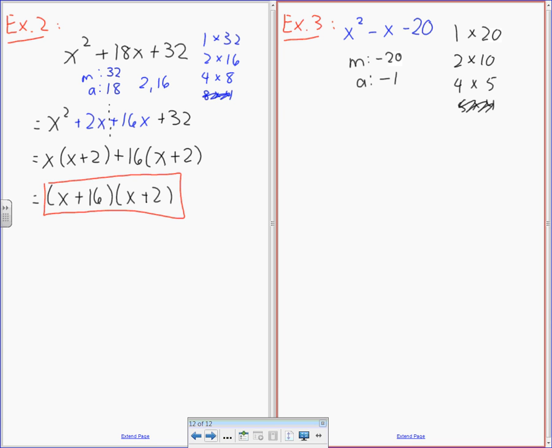Okay, so we have to find a way to end up with a negative 20 when you're multiplying, and when you add those two numbers together, you're going to get negative 1. Can someone be brave and tell me what those two numbers would be? What's 20 minus 1? 19, so that's definitely not going to work. 4 and 5, close. When you say 4 and 5, 4 times 5 is 20, though not negative.